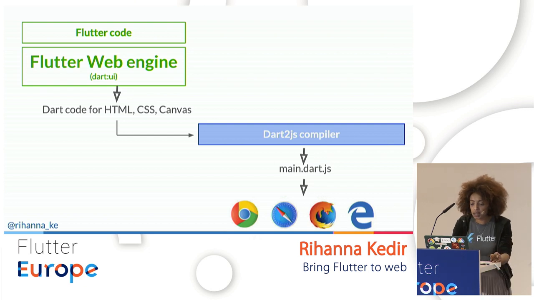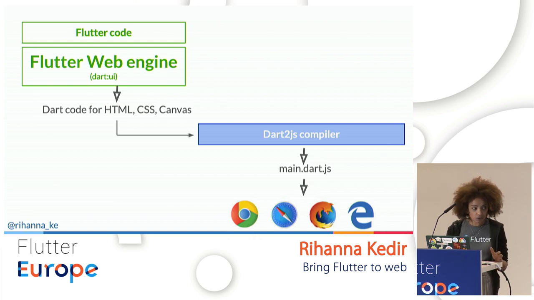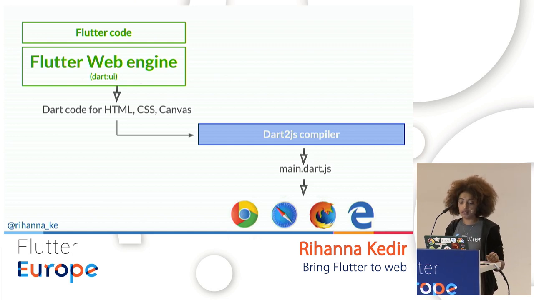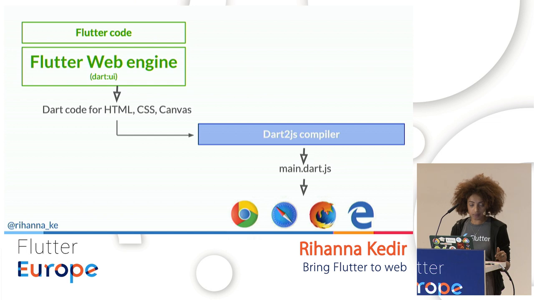So what happens behind the scenes is that our application, through the Flutter SDK and the Flutter web engine, gets the necessary Dart code to run in HTML, CSS, and Canvas. That Dart code is then compiled through the Dart-to-JS compiler, and it gives us the main.dart.js file, which simply runs in any modern browser. So this is the process that goes from the Flutter code up to the web technology code.